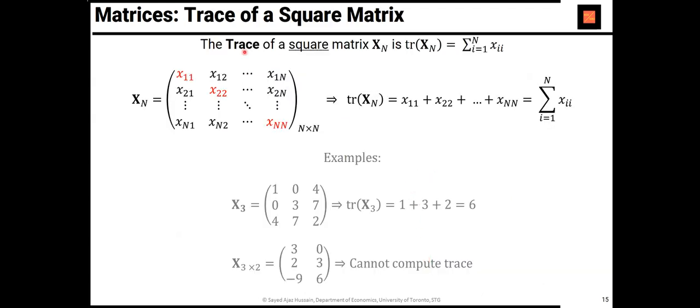Traces. The trace of a square matrix, you cannot do this for rectangular matrices, is defined as the sum of the diagonal terms, c_ii. So it's understood that you're summing up the diagonal terms. So here's the trace of this matrix, right? Sum of the diagonal terms. Here are two examples, right? This one is a square matrix. Here's the sum of diagonals. Here you can't do this because it's not a square matrix.